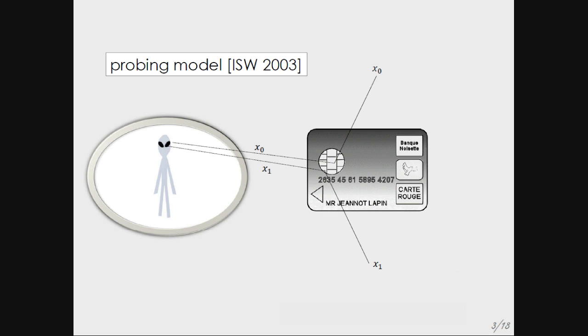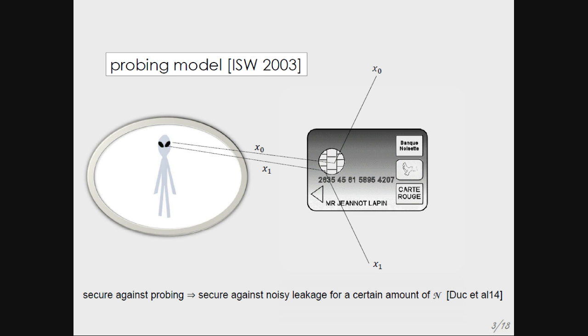So instead of getting noisy information about what's going on in the card, he actually gets the true value that is being manipulated, pure information. So it's much simpler to apprehend. And luckily for us, there was a work 2 years ago by Duc et al. that showed that if you have an implementation that is secure in this model, then it's also secure in the noisy leakage model for a certain amount of noise.